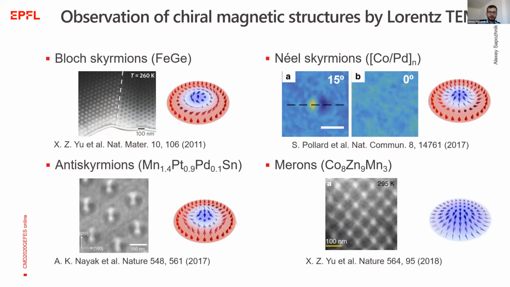Many topological magnetic structures were observed by Lorentz TEM, including Bloch skyrmions, Néel skyrmions, anti-skyrmions, as was shown in the previous talk by Professor Parkin, and merons. Indeed, Lorentz TEM is a very powerful method, providing a high spatial resolution, and it's very often the method of choice if one wants to know which type of magnetic structure is present in the sample.